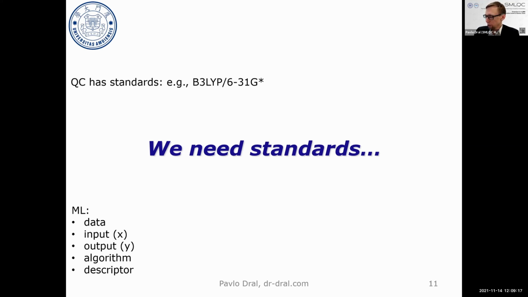With machine learning papers, unfortunately, the situation is much more complicated, because if you look at the papers, you sometimes really need time to understand what was actually done. I suggest that also in the method section, we provide very, very brief descriptions of what we did: what is our input, what is our descriptor, what is our output, what is our algorithm, and what data was used.